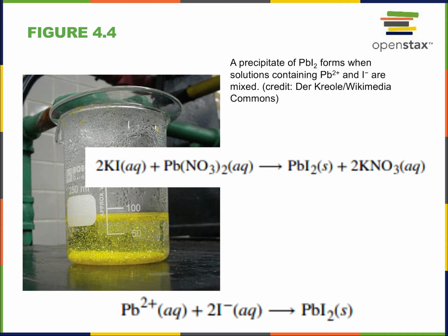Here is an example of a precipitate reaction. Potassium iodide and lead nitrate react to form lead iodide and potassium nitrate. The lead iodide will precipitate out of the solution as a yellow solid, as shown here in the image.